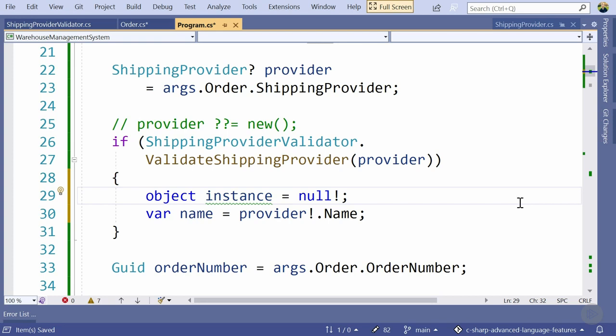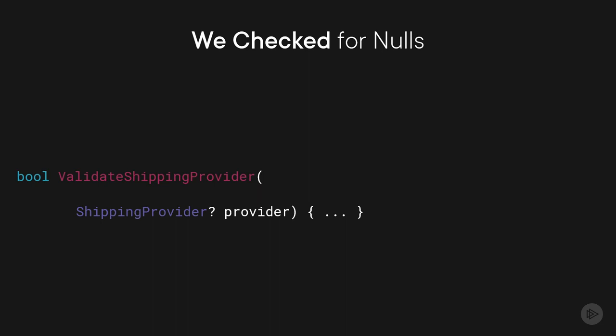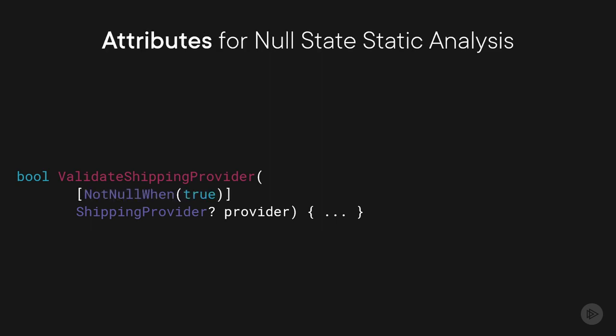Most of the time, you definitely do not know better than the compiler. In our case with the method validate shipping provider, we definitely did know that this performed a null check. Isn't there a better alternative than using the null forgiving operator? There certainly is. With the help of the attributes for null state static analysis, we can apply attributes to indicate to the compiler what to do in this particular scenario.